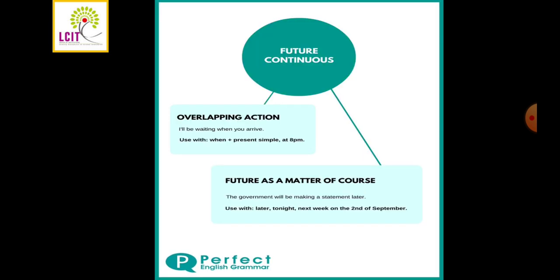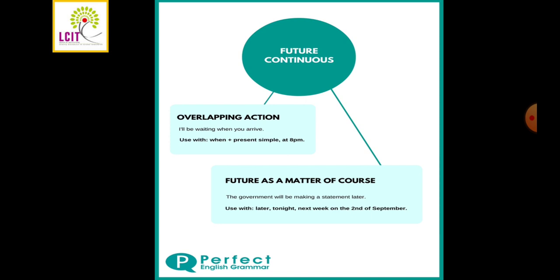Okay, now next we are going to see future continuous tense, overlapping action. Now what is future continuous tense and what is the formula for future continuous tense? So the formula for future continuous tense is subject plus will be plus which form of verb? Yes, first form of verb plus ing plus object. So when do you use future continuous tense? You use future continuous tense to denote an action that will be in progress at some time in the future.